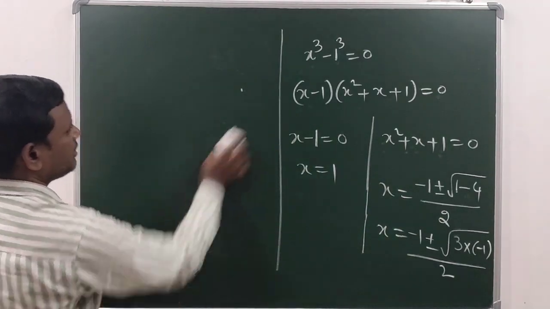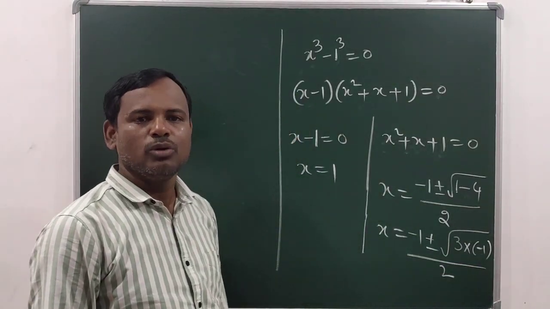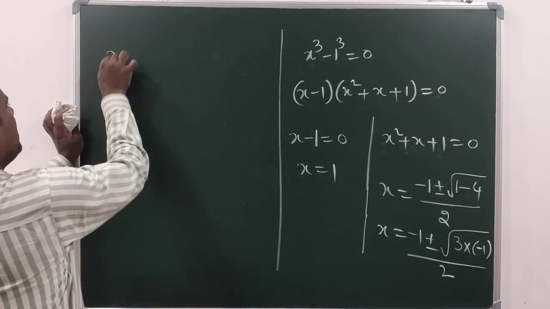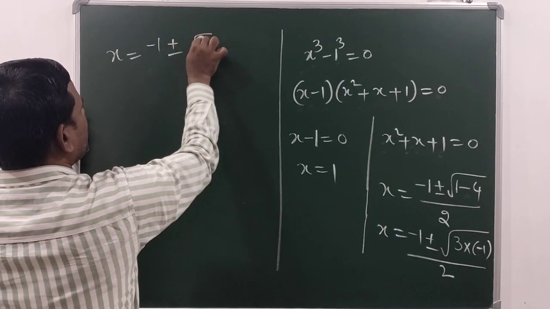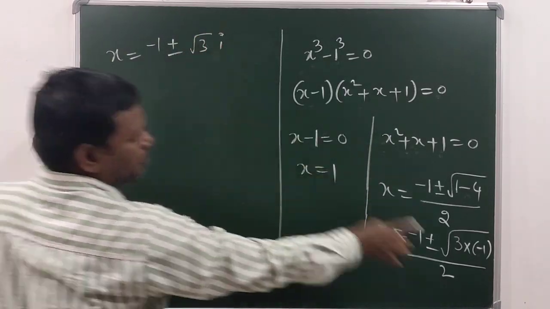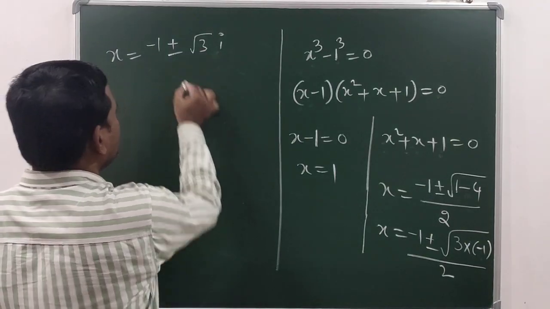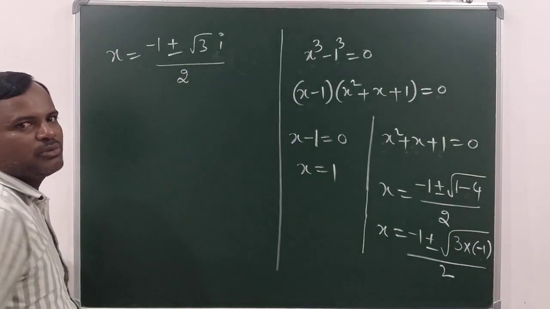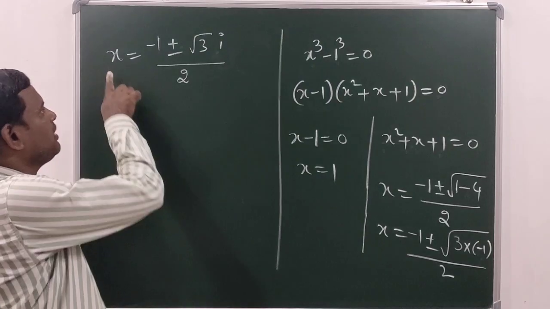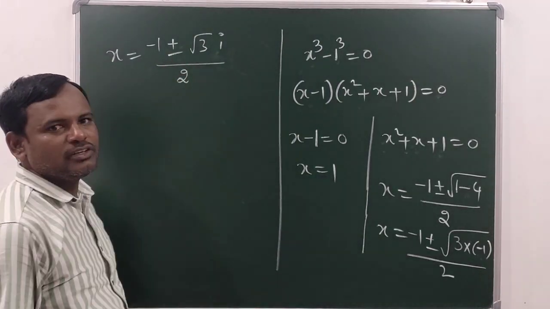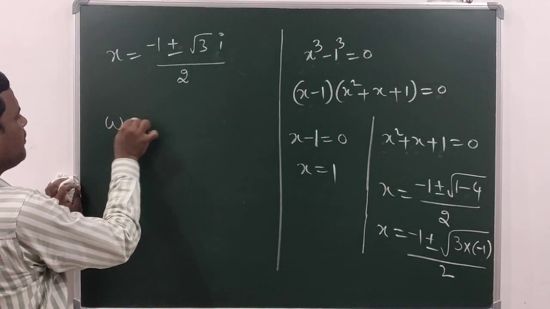Now see here, minus 1 can be written as iota whole square, i square. So here x equals minus 1 plus or minus root 3i, and in place of minus 1 I wrote i square. So the square root of i square can be written as i, by 2. Students, if you consider the plus sign, you will get one value for x. If you consider minus, you will get one more value for x.